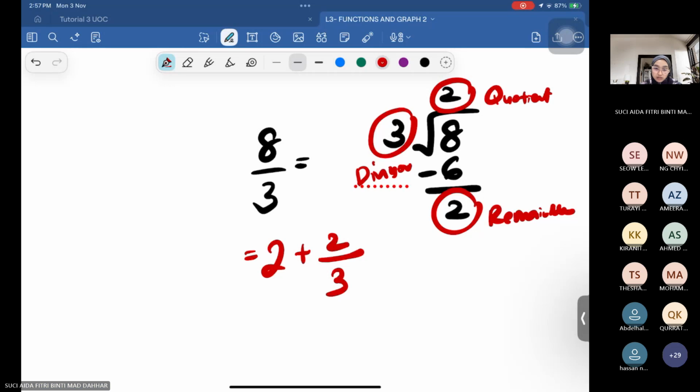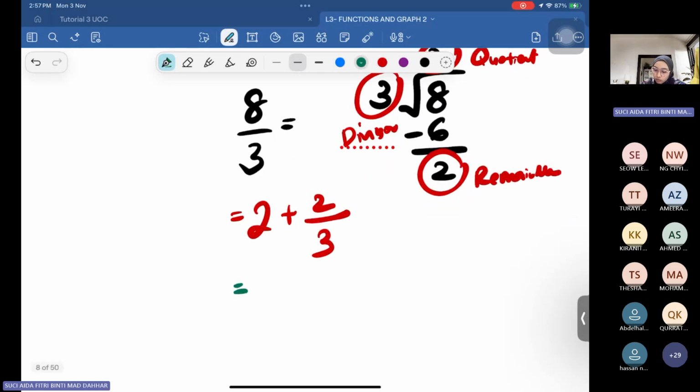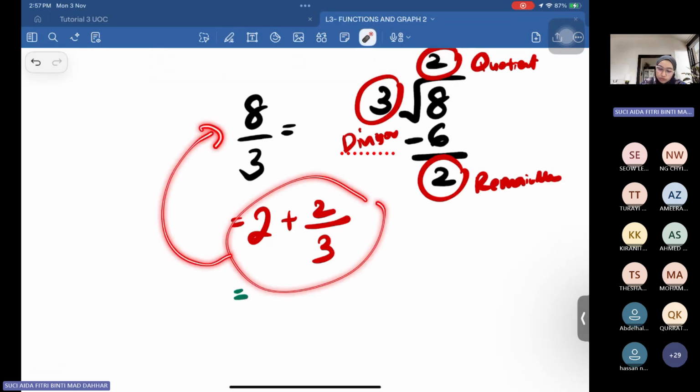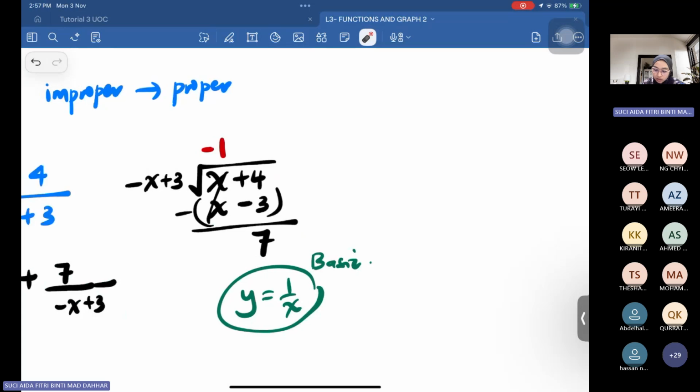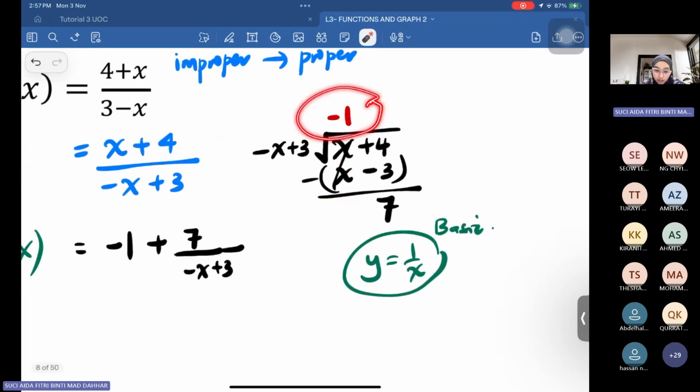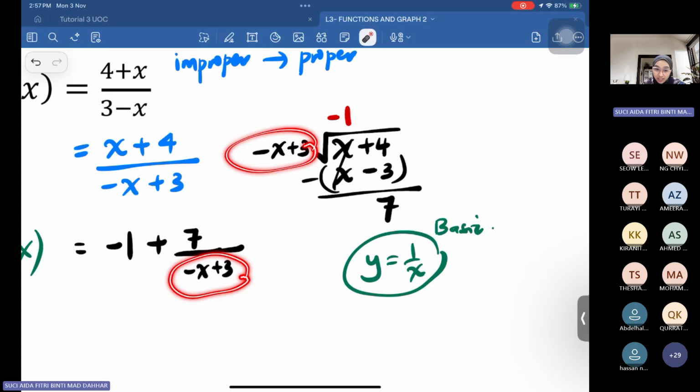2 over 3. Okay? If you don't believe me, if you add this and convert it back, you should get this again. How do you convert this back to improper? You multiply, right? This 3 times 2 is 6. 6 plus 2 is 8. That's how you get 8 over 3 back. That's what I did, the same thing here. That's my quotient, -1, added to the remainder. I have a remainder 7 down here, divided by my divisor. Is that clear?